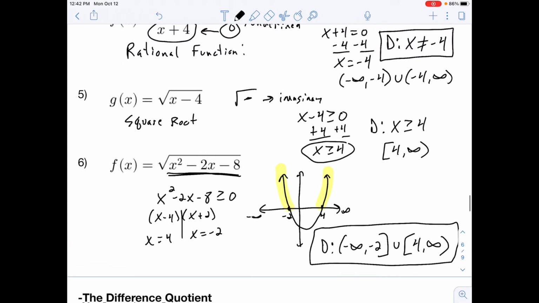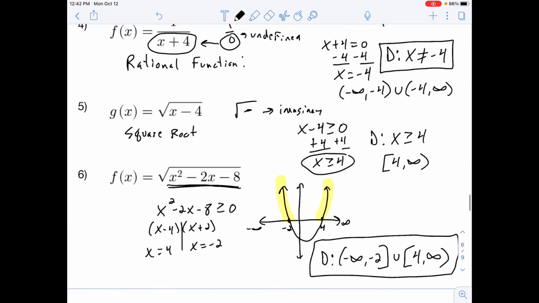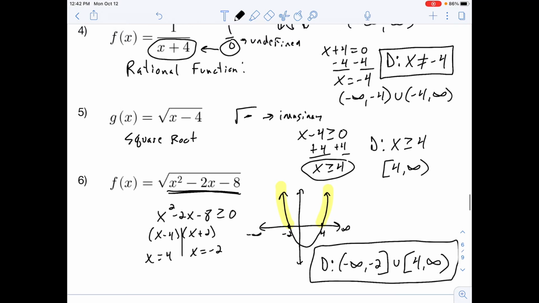So hopefully this helps clarify some questions on domain. I try to give you a good variety of the functions. And then next time we're going to pick up with piecewise functions.